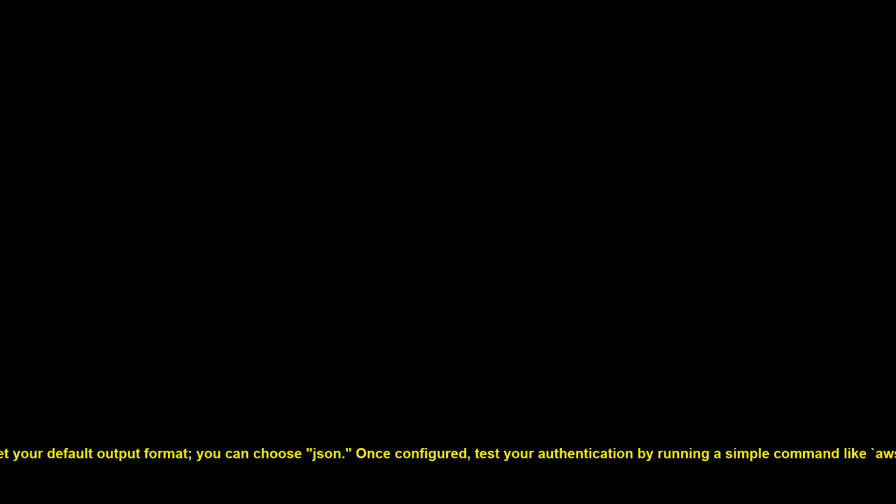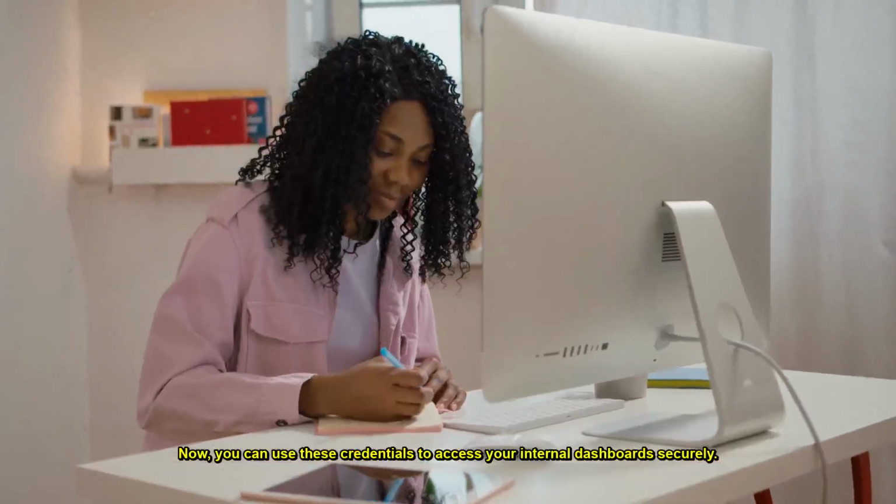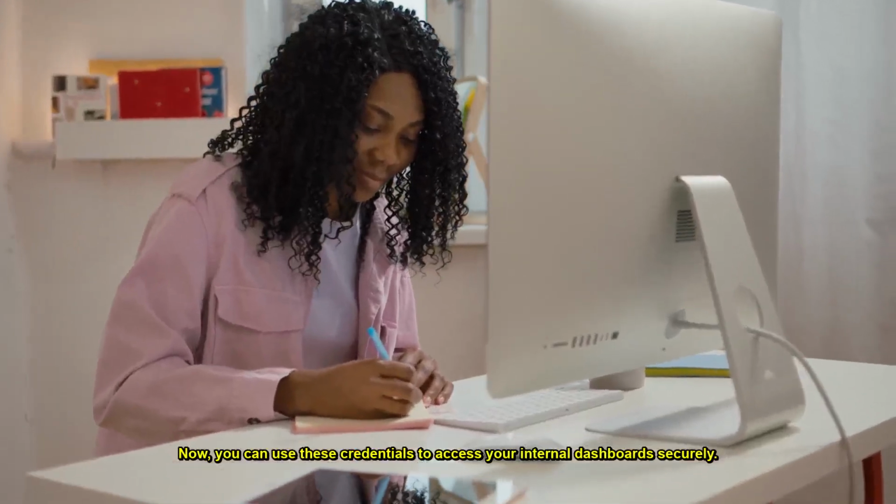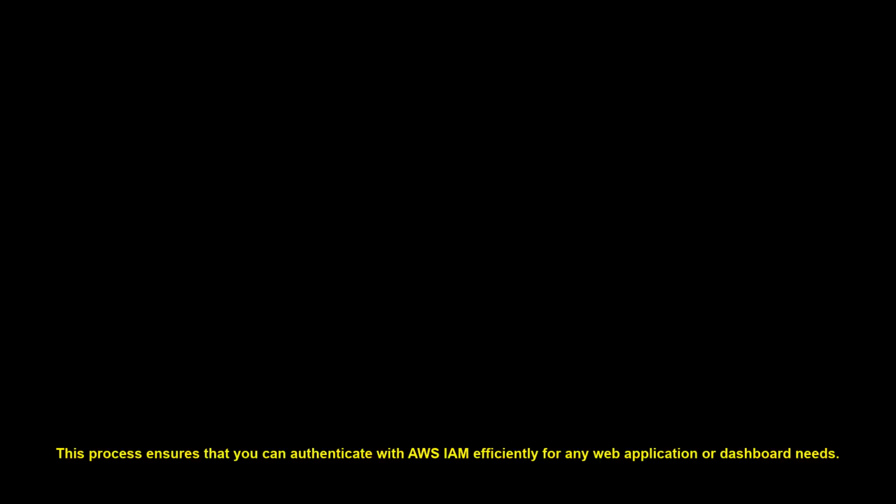Next, set your default output format, you can choose JSON. Once configured, test your authentication by running a simple command. If successful, your authentication is working correctly. Now, you can use these credentials to access your internal dashboards securely. This process ensures that you can authenticate with AWS IAM efficiently for any web application or dashboard needs.